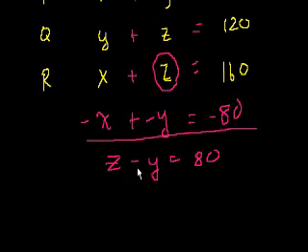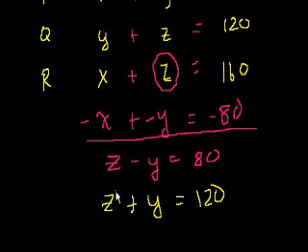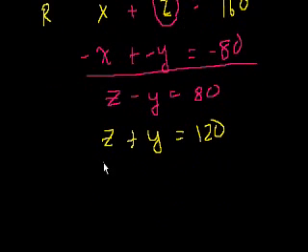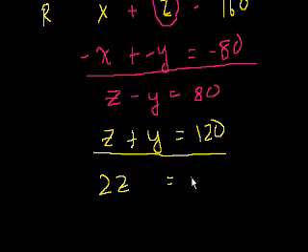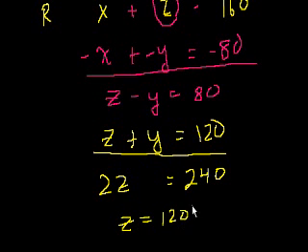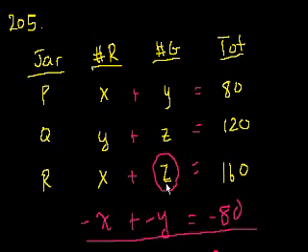And now this is interesting. We have Z minus Y equals 80, and Z plus Y is equal to 120. So I think we're pretty close. Let me write this equation, Z plus Y, I just switched the order, is equal to 120. And in the back of my mind, all I have to do is figure out Z. So if I can figure out Z as fast as possible, all the better. Add these two equations: 2Z plus 0 is equal to 240. Z is equal to 120. And that's the number of green marbles in jar R, 120.